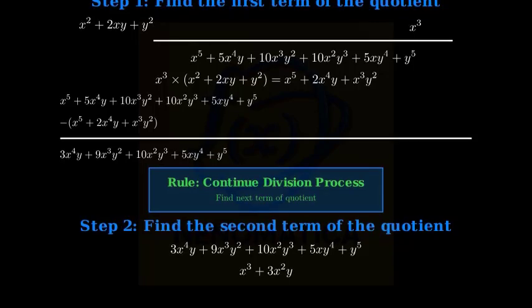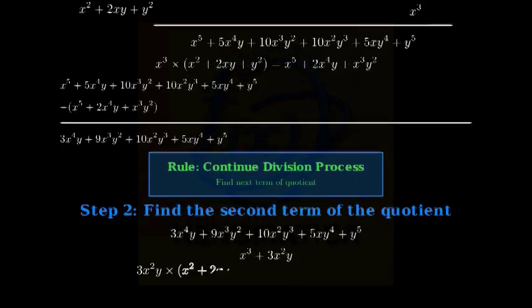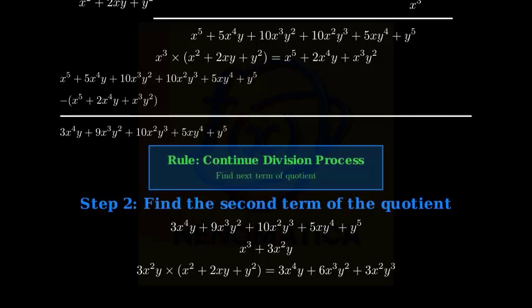We need to determine what to multiply the first term of the divisor, x squared, by to get the first term of our new polynomial, 3x to the fourth y. We need to multiply x squared by 3x squared y to get 3x to the fourth y. So our second term in the quotient will be 3x squared y. Now we multiply the entire divisor by 3x squared y.